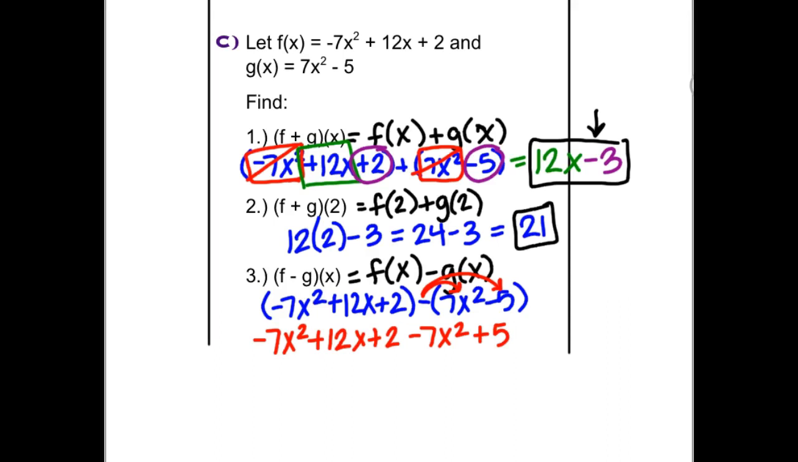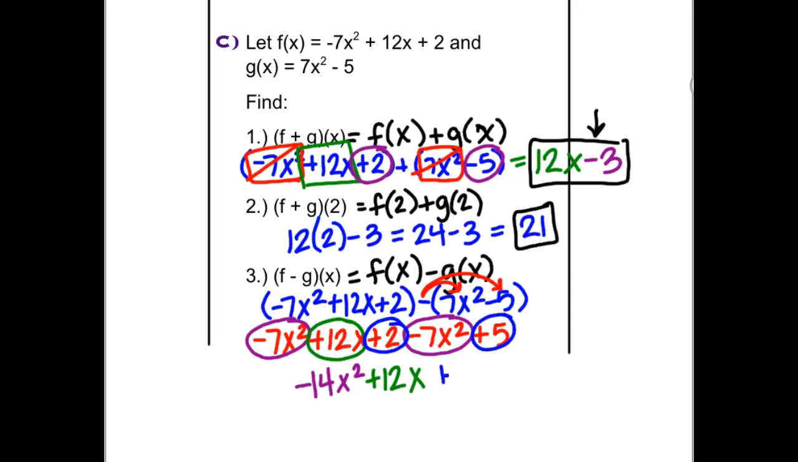So now I start looking at combining my terms. I've got a negative 7x squared and a negative 7x squared, which is negative 14x squared. I've got a plus 12x, and I've got a plus 2 and a plus 5, which is plus 7, giving me a final answer of negative 14x squared plus 12x plus 7. So really not extremely difficult. We've already been doing a lot of this stuff. The big catch is substituting correctly.